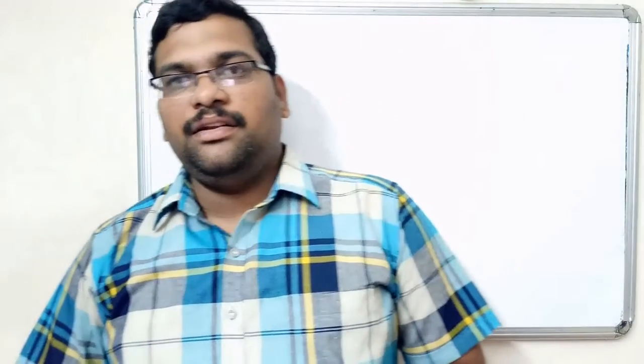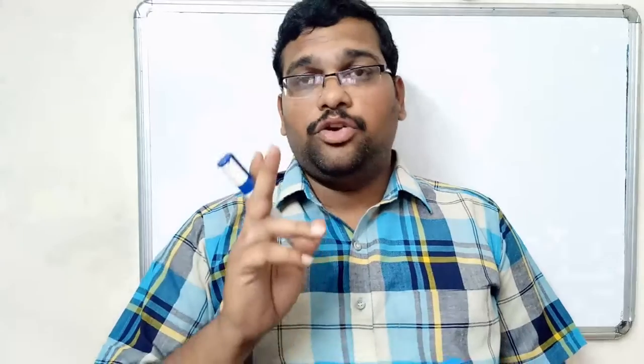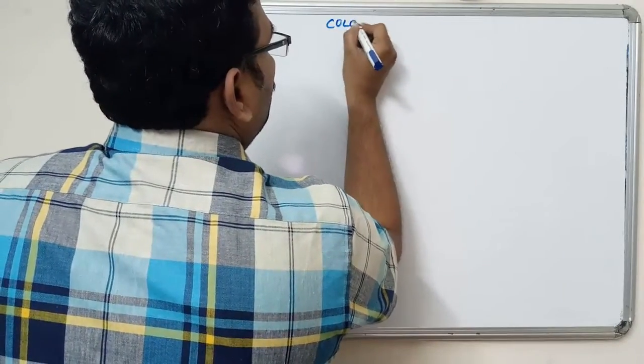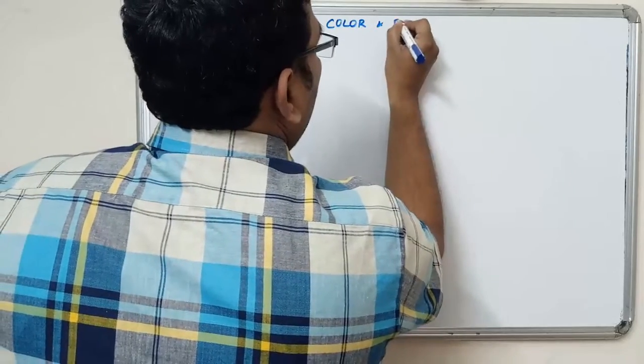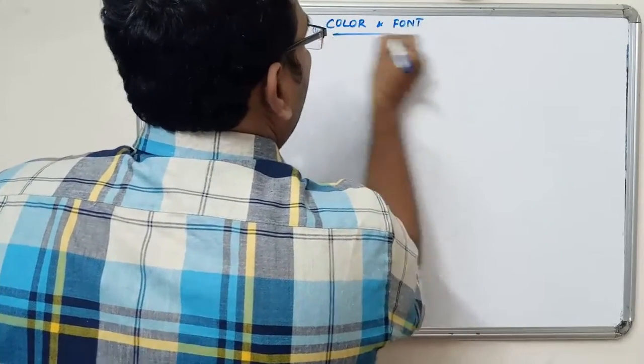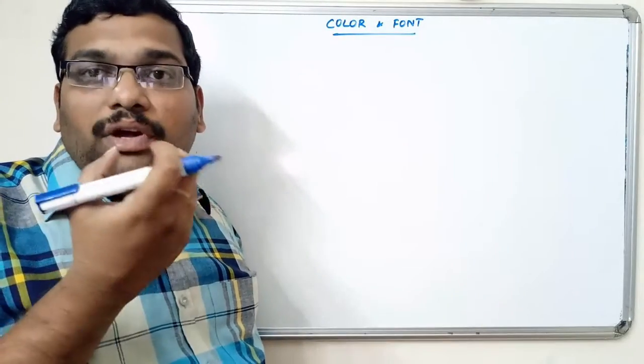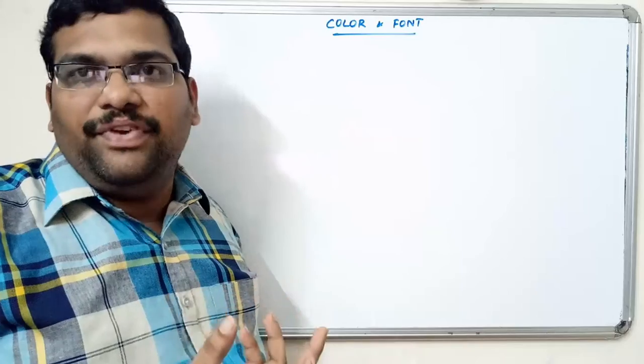In the previous session we have seen the applet program and the applet life cycle, and in this session let us see the graphic class methods. In today's session we will see the two classes of the graphic class, that is the color class and the font class.